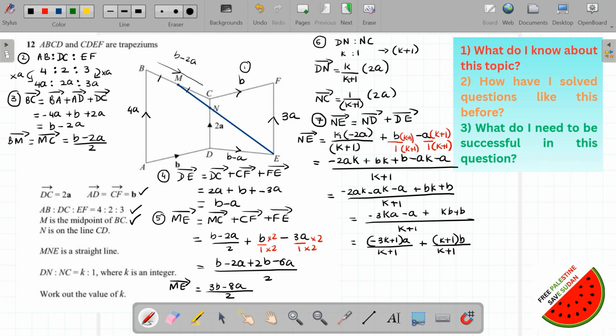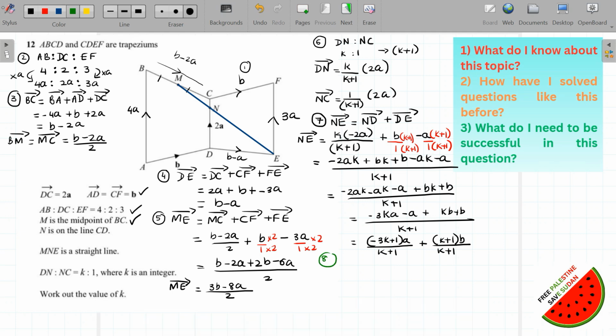Now this bit I'll do in a different color, number 8. Again, I'm trying to squeeze it in because as you can see I don't have enough space. I might get rid of stylus, so that gives me some space. So at this point the coefficient of a over here, minus 3k, I made a mistake here. That should be minus 1. Minus 3k minus 1 over k plus 1.